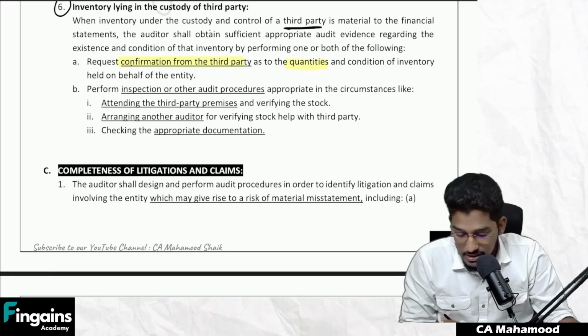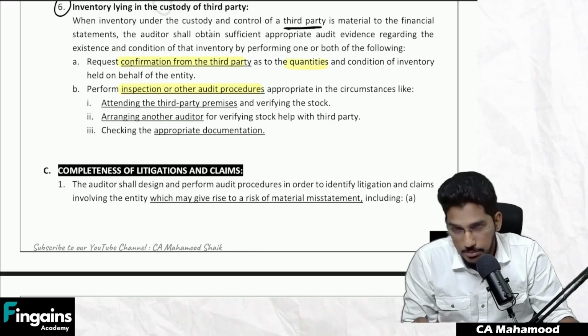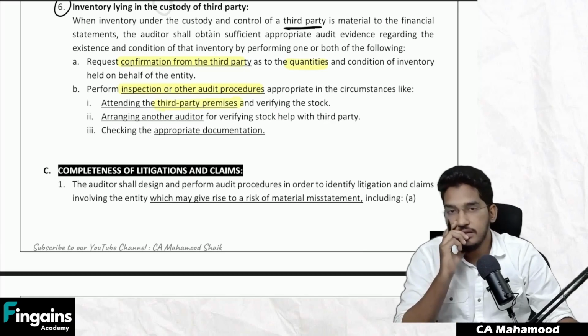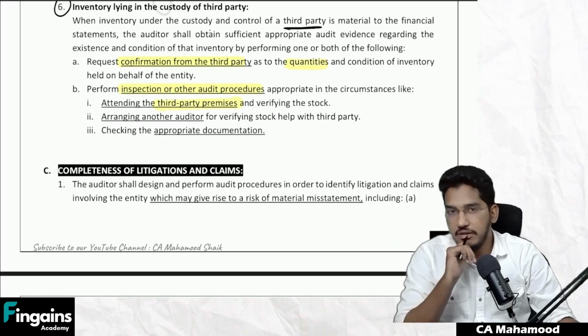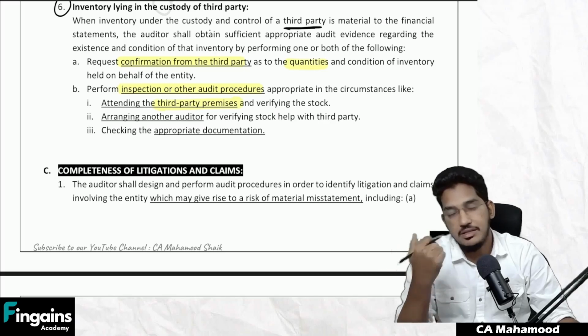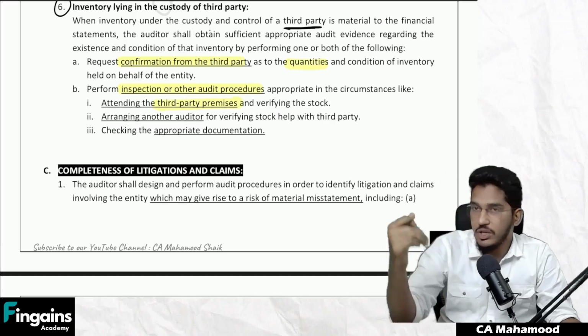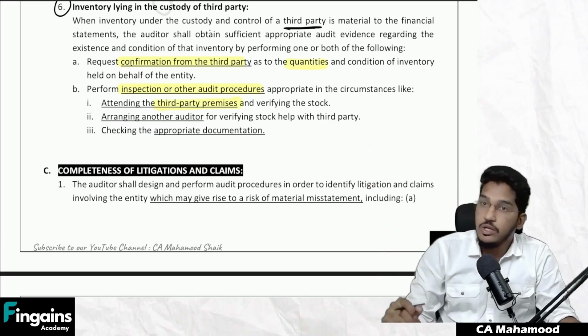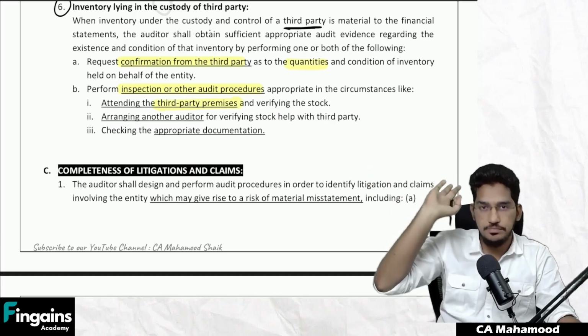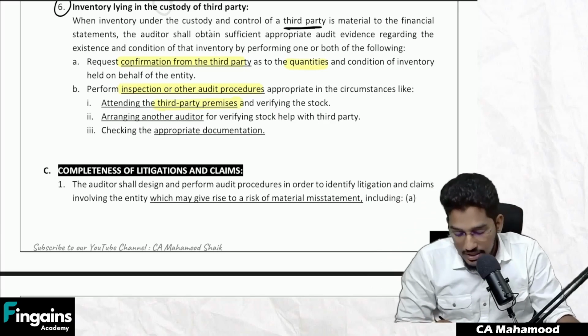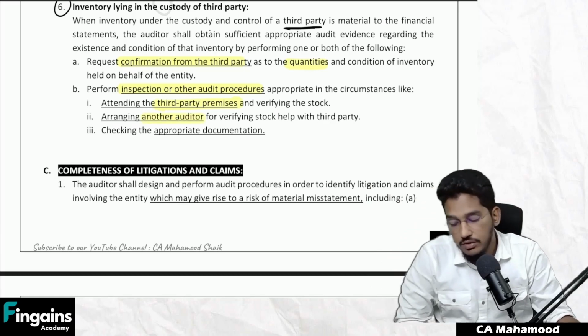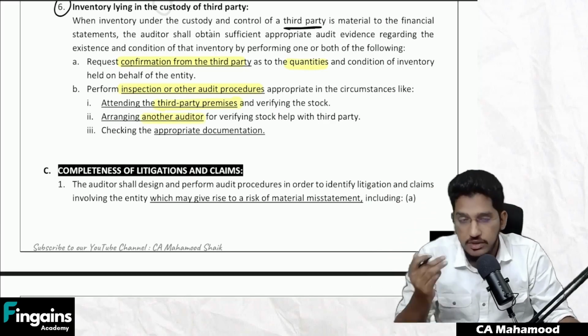You need to do inspection or other audit procedures appropriate in the circumstances, like attending the third party's premises. See, your client is selling, and the stock is there with the consignee. You asked for the confirmation. The consignee gave the confirmation, but you still have a doubt. Might be the consignee is giving me wrong confirmation. Now what you can do is, if possible, go and attend that premises. You can go to the consignee's premises also and check. Or arrange another auditor for verifying the stock held with the third party.